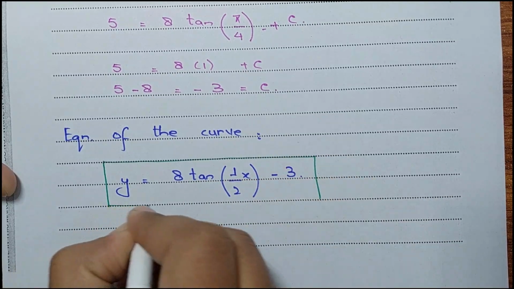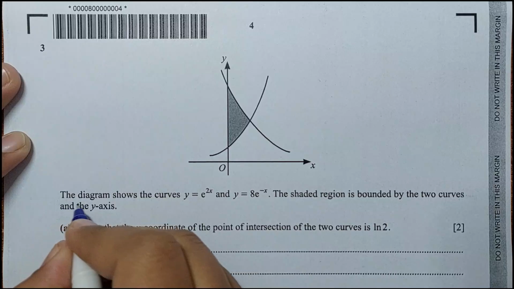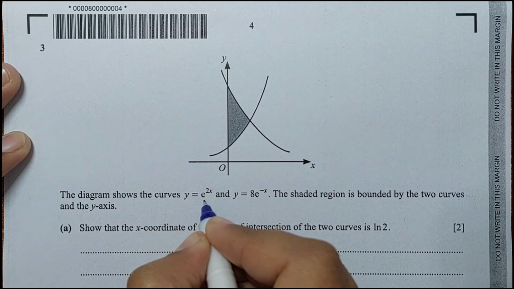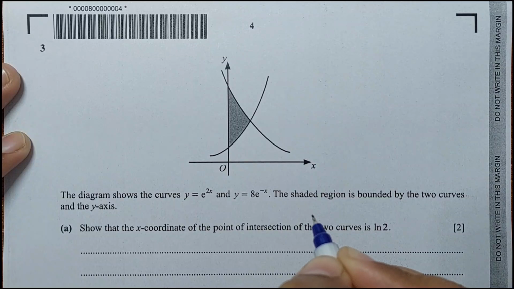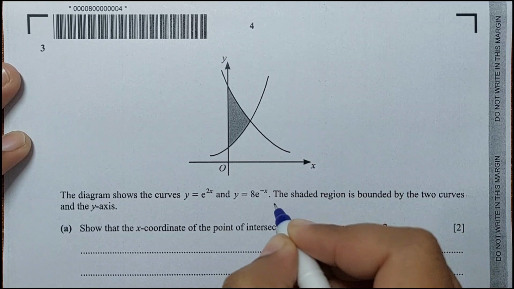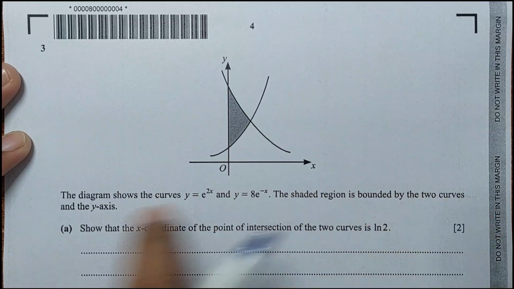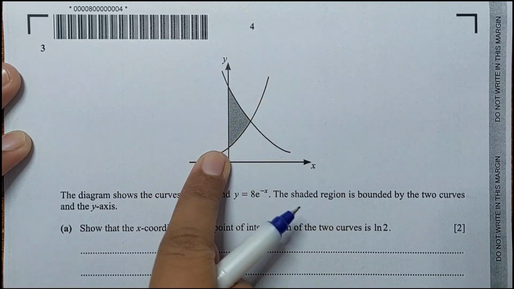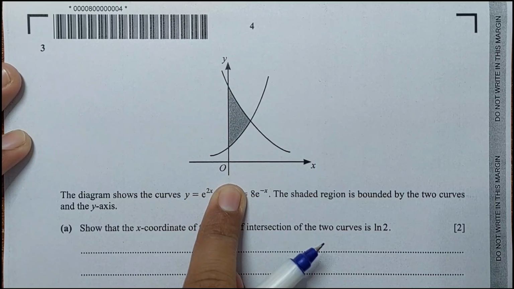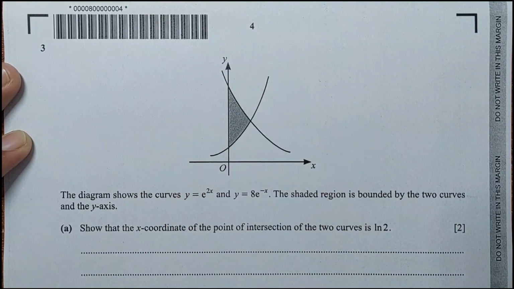Sorry, the equation of the curve. Question number 3. The diagram shows the curves y equals e power 2x and y equals 8 e power minus x. The shaded region is bounded by the two curves and the y-axis. We have no idea which curve is the top one and which one is the bottom one.